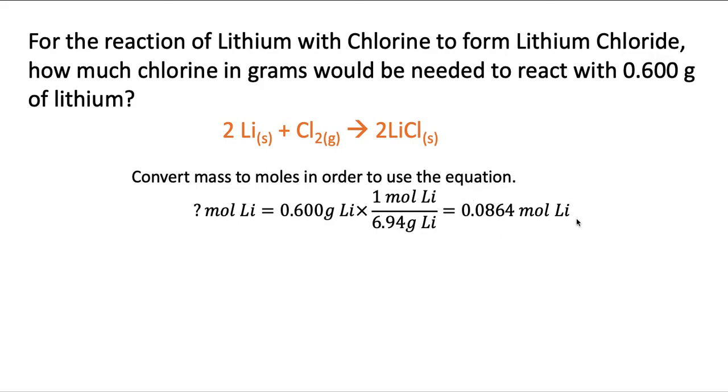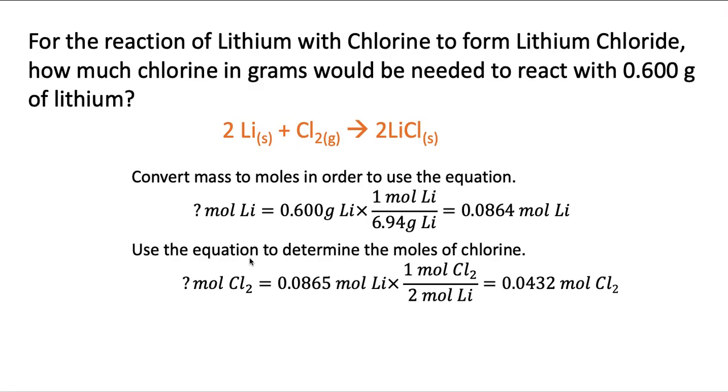Now that I converted the amount of grams into moles, I can go up here and relate it to chlorine and to lithium chloride because I know the molar coefficients from the balanced equation. I need to figure out how much chlorine in grams would be needed. Now I can't do grams right away, but I can figure out from the equation how many moles of chlorine. Here's how I do that. I use the equation to determine the moles of chlorine.